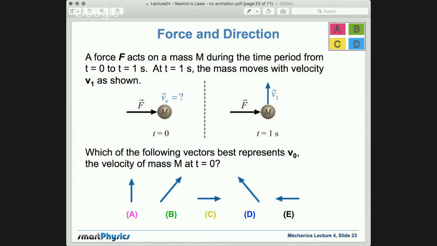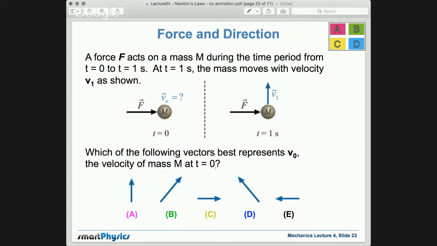So here's the question. We have a force F acting on a mass m during the time period from t equals 0 to t equals 1 second. The force, as you can see, is directed to the right. It's applied to this mass. The mass moves with velocity v1 shown at time t equals 1 second. So at the end of this period, at t equals 1 second, the velocity is in this direction, v1. And the question is, what's the velocity at the beginning, at t equals 0, just as this force is starting to be applied?